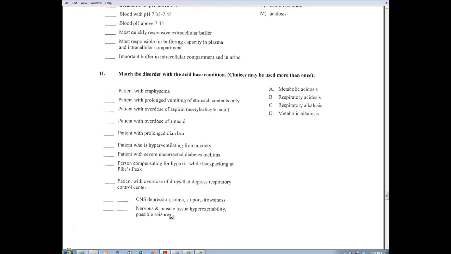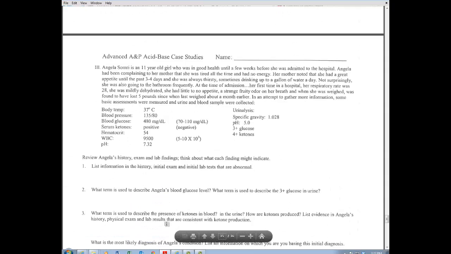So in the next video, we'll pick up and look at the case studies related to the different values. But I'm going to stop the video at this point and pick up with that in the next video.